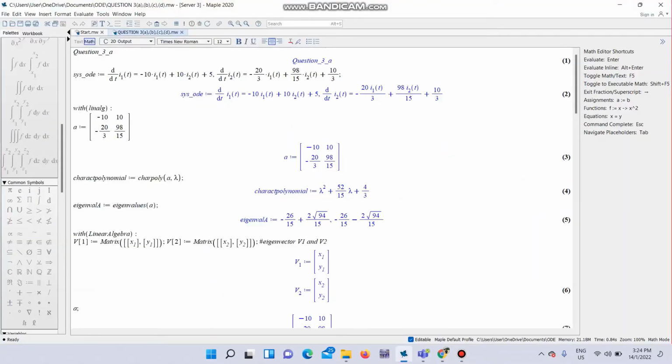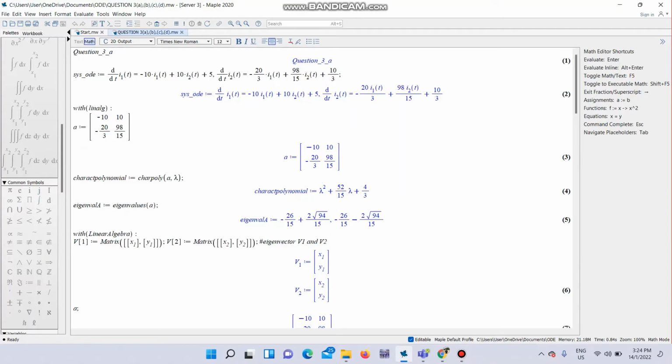Okay, this is the simulation part for question 3A. Firstly, we have to determine the SYS_DE, which is d over dt I1(t) equal to negative 10 I1(t) plus 10 I2(t) plus 5 and d over dt I2(t) equal to negative 20 over 3 I1(t) plus 98 over 15 I2(t) plus 10 over 3. So this is the output that we get.